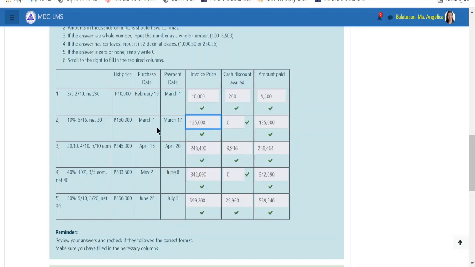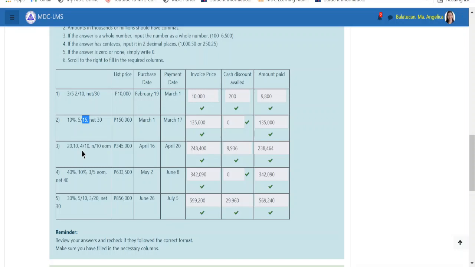Now let's check if there's a discount. It says that 15 days would be the discount period. So March 1 plus 15 days is March 16. Since the payment is March 17, there's no more discount. So therefore, you're going to pay the entire amount of 135,000, which is the invoice price.